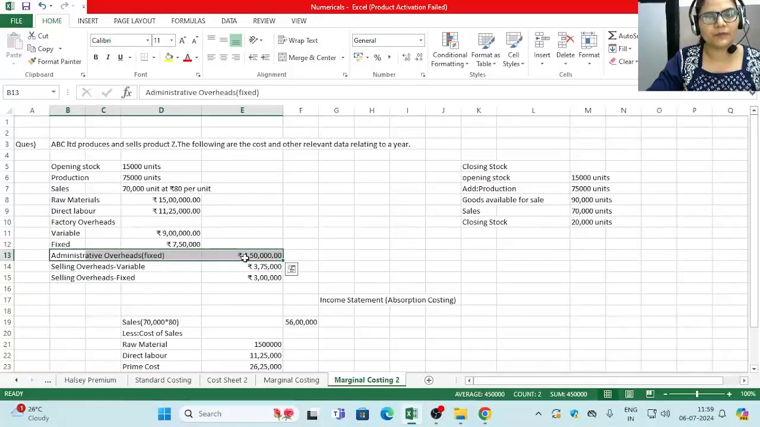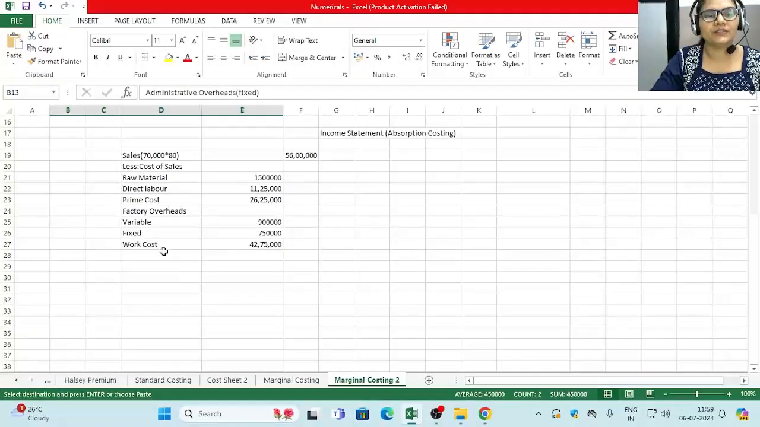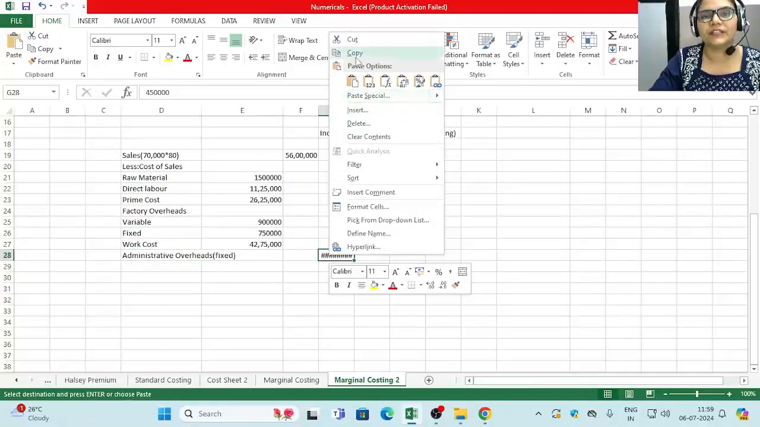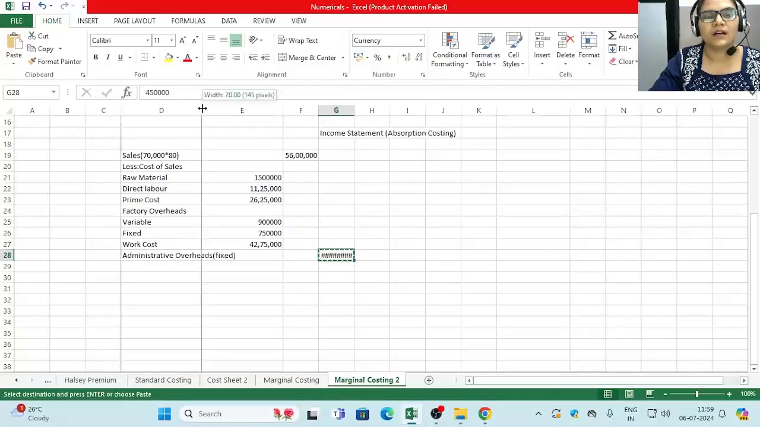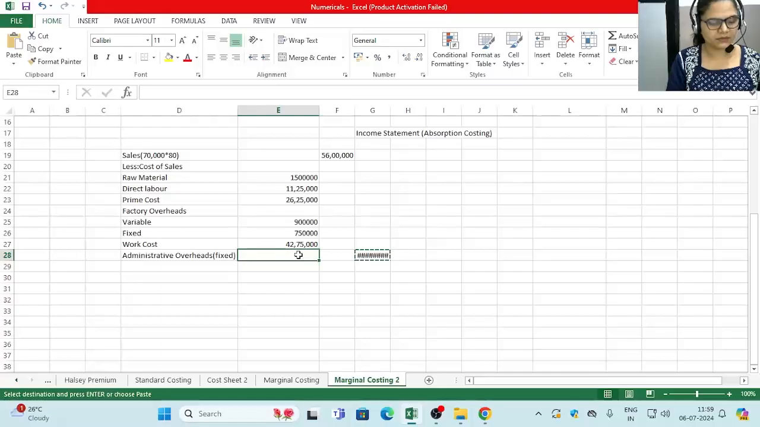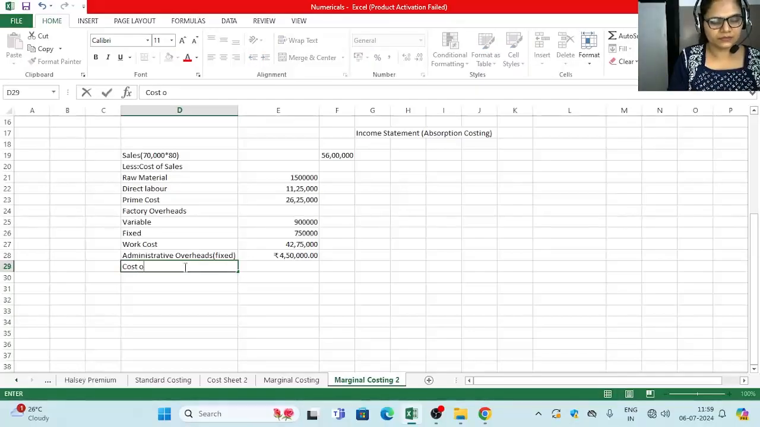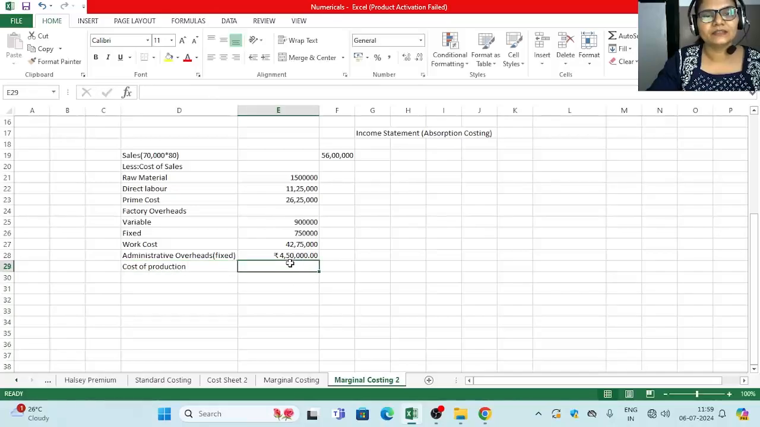Now we will add administrative overheads. As we know, after work cost, we take administrative overheads. So we will record these administrative overheads after work cost. Administrative overhead fixed is 4,50,000. Cost of production comes out to be 47,25,000.